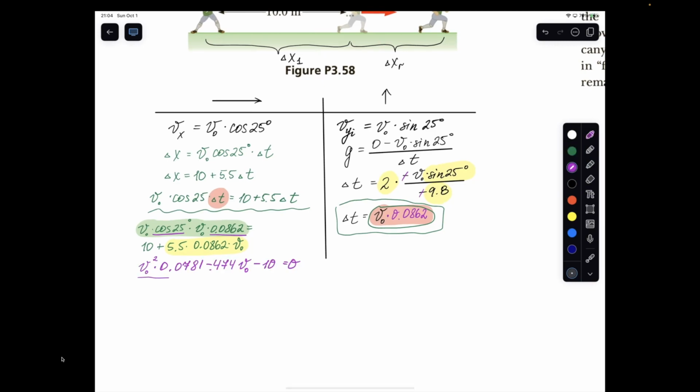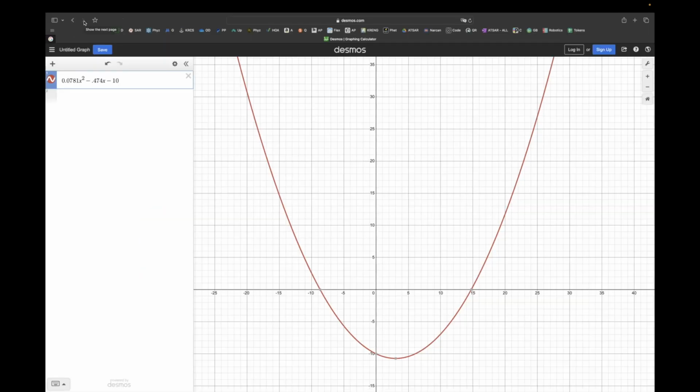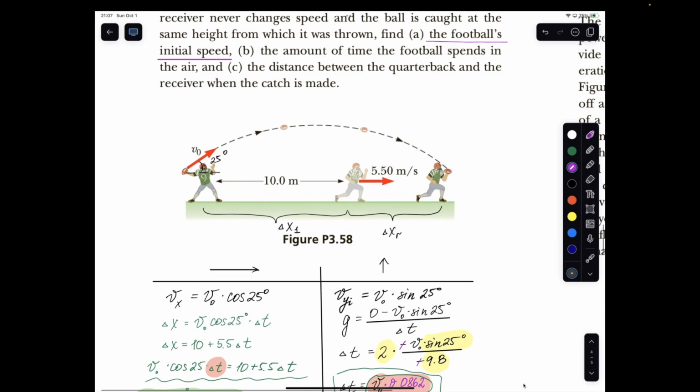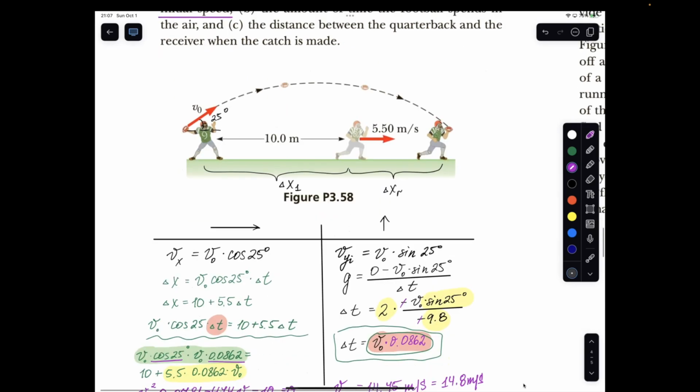So what I'm going to do, I'm going to graph this. So here's the graph. We have the negative and the positive 14.75. There you go. So we answered the question about initial velocity, 14.75 meters per second.